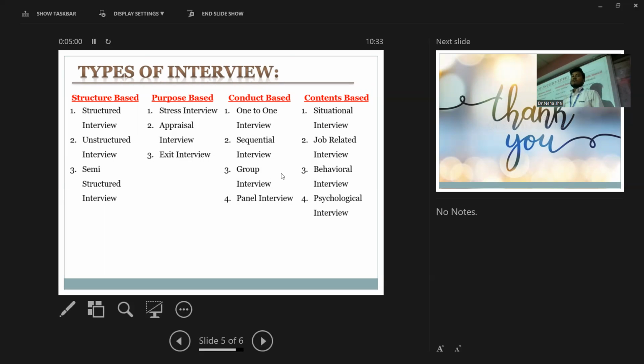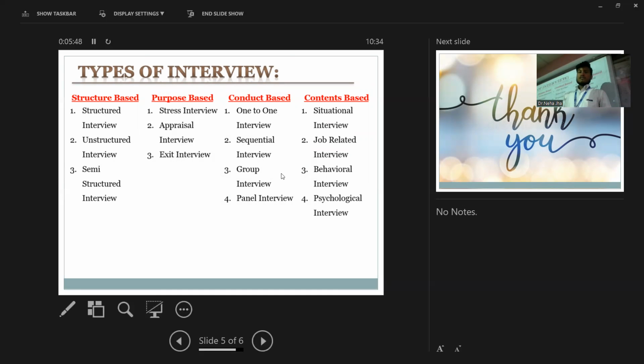Third is conduct based. First, one-to-one interview. One-to-one interview is generally one employer and one employee. This is called one-to-one interview. Sequential interview, like 4 to 5 rounds of interview, where the first interview is completed, then the second employer is conducting the interview. Then third, group interview. Group interview means 5 to 6 interviewers and one interviewee conducting the interview. Fourth is panel interview.